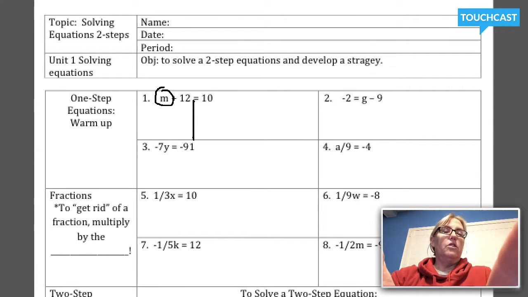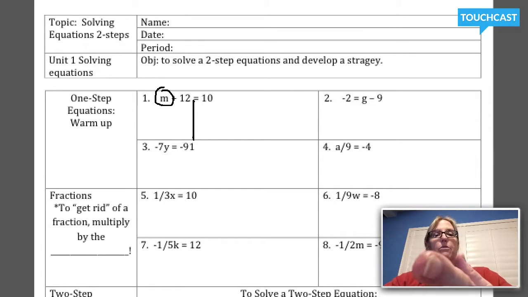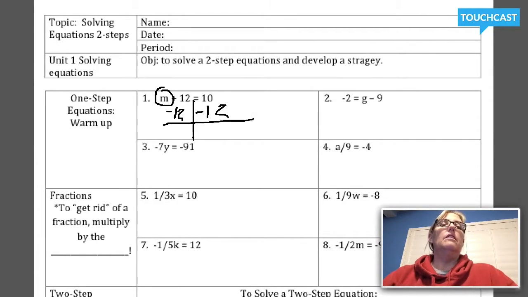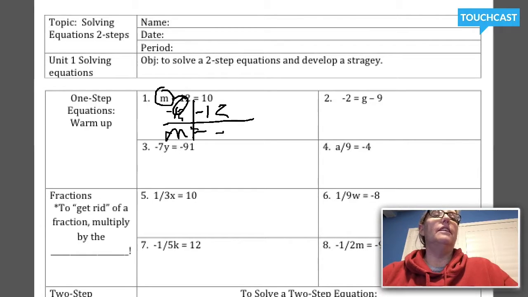That's why I circle it, to see what side I'm working on and what number I need to get rid of. In this case, it's just the one number. So I'm going to get rid of the positive 12 by doing the opposite, subtracting 12 from both sides. Positive 12 minus 12 equals 0. The m gets brought down, and m equals positive 10 minus 12, which is negative 2. And that's how you do that first one.